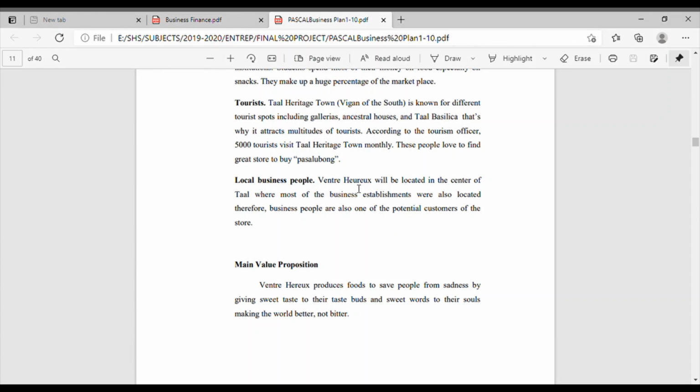Local business people: Ventre Rux will be located in the center of Taal, where most of the business establishments are also located. Therefore, business people are also one of the potential customers of the store.